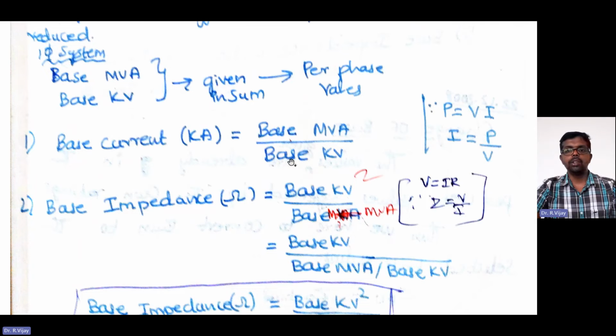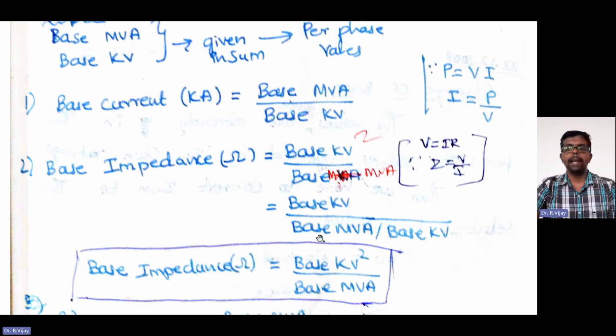Okay, so in this equation you need to substitute. Base kilovolt divided by base kiloampere is equal to base MVA divided by base kilovolt. So if you substitute here, base kilovolt divided by base MVA divided by base kilovolt, this base kilovolt goes here. So base impedance in ohms is equal to base kilovolt square divided by base MVA. This is the formula for calculating the base impedance.